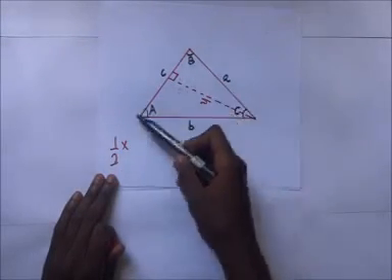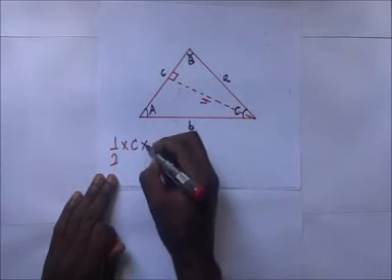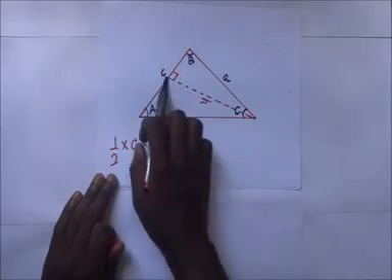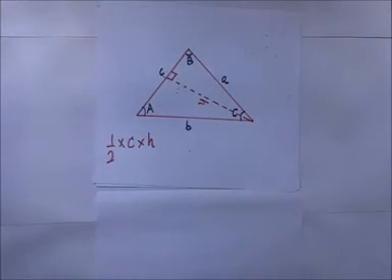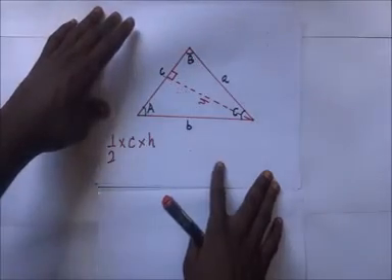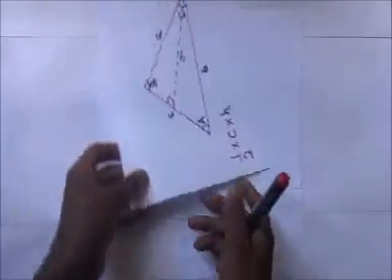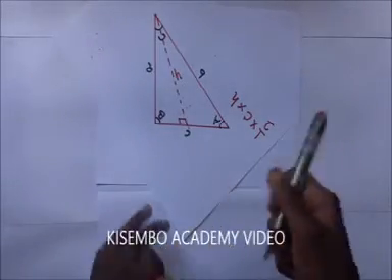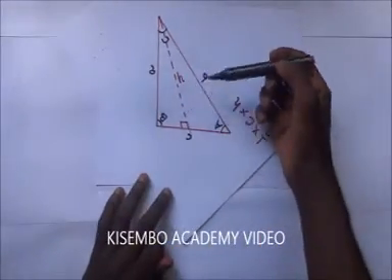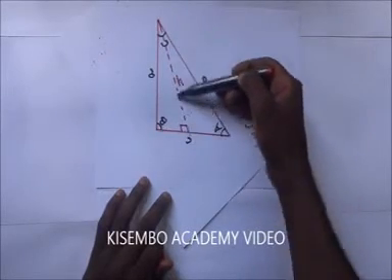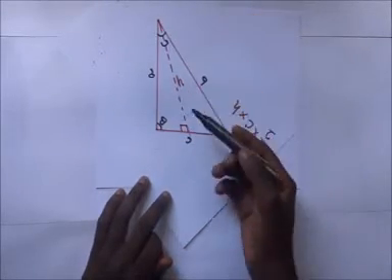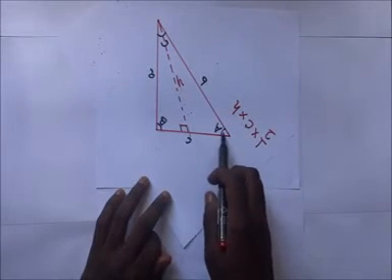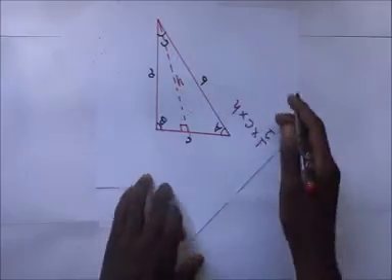Our base is c, times our perpendicular height, which we do not know, h. Now we need to find the value of h using trigonometrical ratios. Maybe if I flip this way, you find that we have a right angle triangle here, like that. We have an angle here, angle A. Let me redraw this.